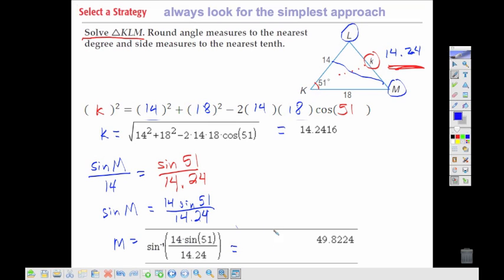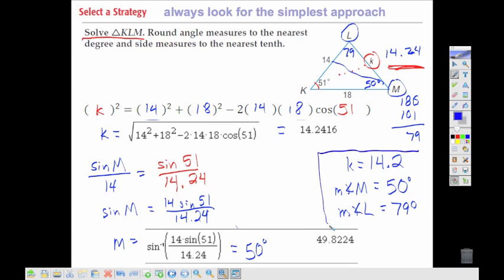Round it to the nearest degree, I'm going to say this is about 50 degrees, which I can label up here, 50 degrees. And then I should also be able to find L because these three angles are going to add up to 180 degrees. If I subtract that from 180, I'm left with 79 degrees. My answer then is to list the missing parts. And so our answer would be all three of these parts.